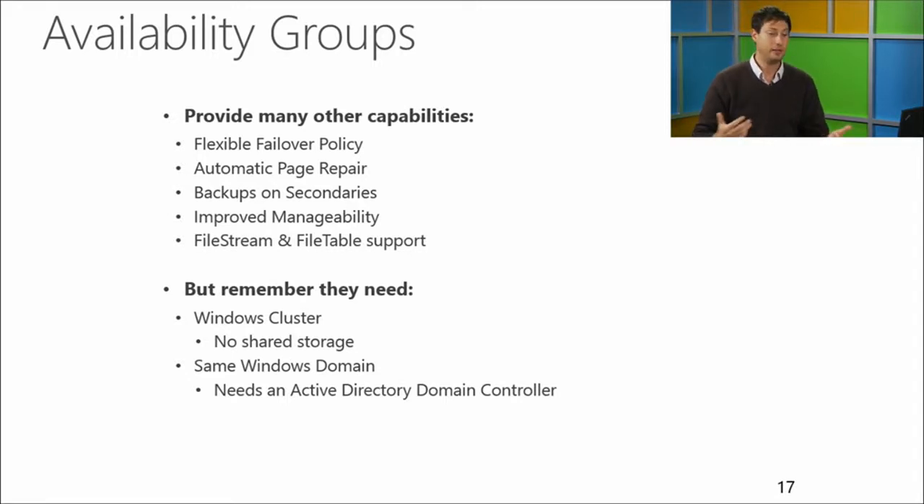I wanted to mention availability groups have many advantages. Besides the capabilities that we described before, like readable secondaries, you can have flexible failover policies, where you can specify different conditions that will cause SQL Server to fail over. You have automatic page repair, where we detect that a page is unhealthy, corrupted, then automatically we request that page from other secondaries, and then we'll replace that page.